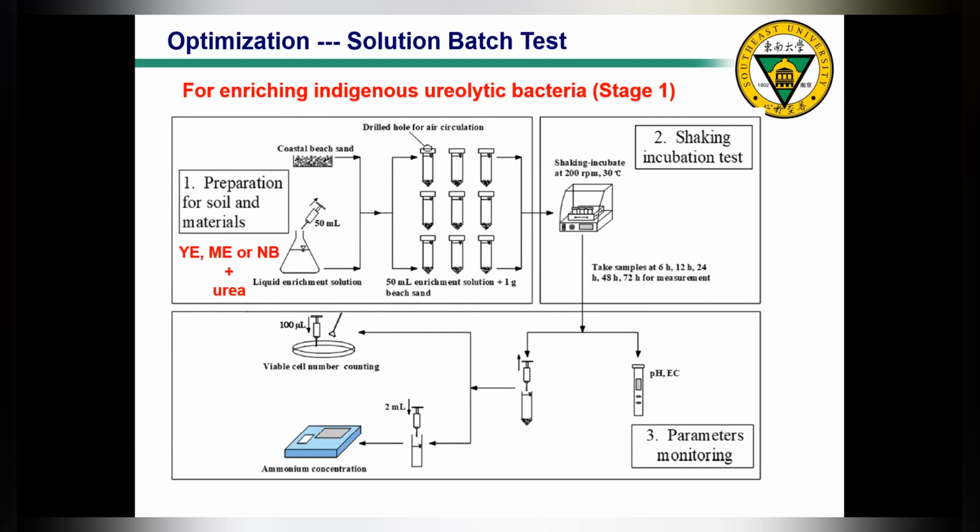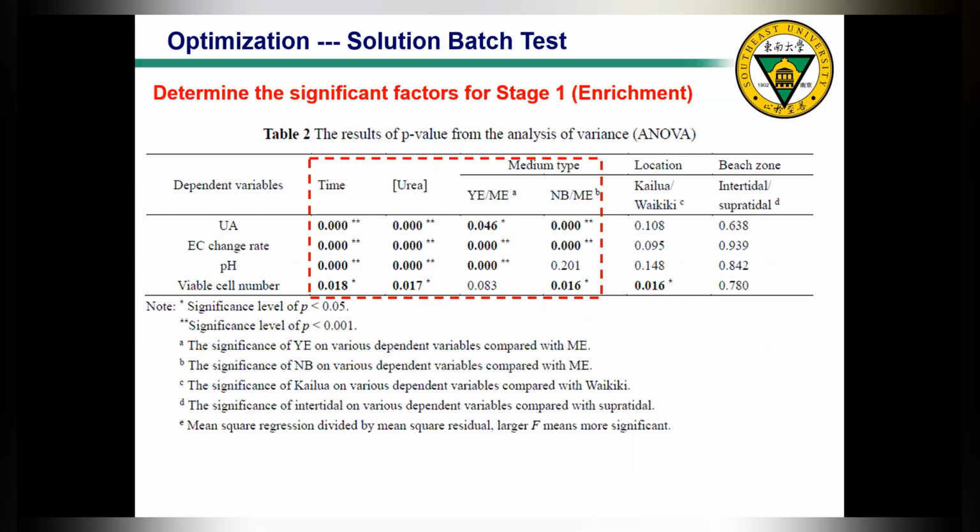Through this test, we performed the analysis of variance to get the p-values. A very small p-value means that a certain variable is very significant, right? So from this analysis, we can clearly see that the incubation time, or the stimulation or enrichment time, the concentration of urea in the enrichment solution, as well as the medium type, are the most significant factors that may affect the enrichment stage.